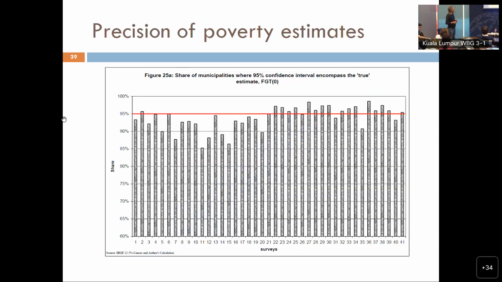Here they have a similar graph where I forgot what the unit of observation is. This might be provinces, where they check how often the true poverty rate falls within the 95% confidence bounds.